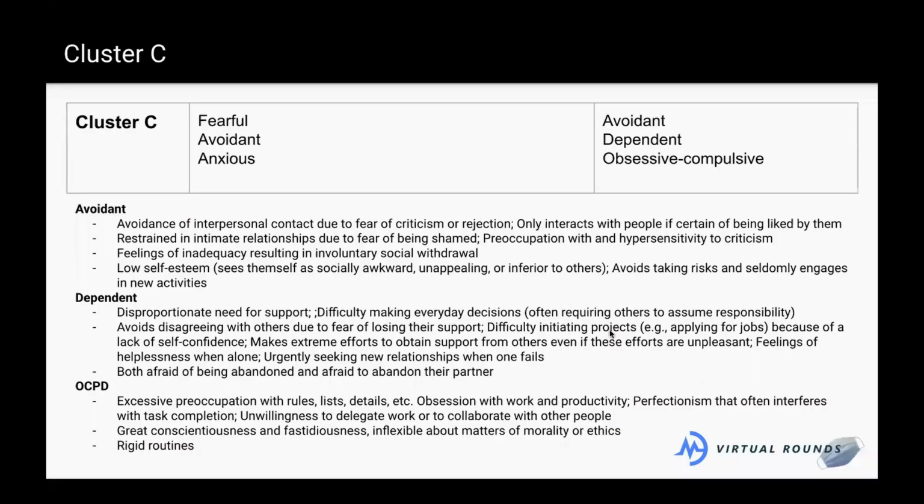Now let's talk about cluster C. These are our scared people. We have avoidant, which is like you can't lose the race if you don't start, right? These are the people who may not engage with other people because they're afraid of being rejected. I compared and contrasted this with schizoid earlier in the cluster A's, because schizoid people don't care to have friends and they have no friends. These avoidant people would really like to have friends, but they're so afraid of being rejected that they often don't have very many.